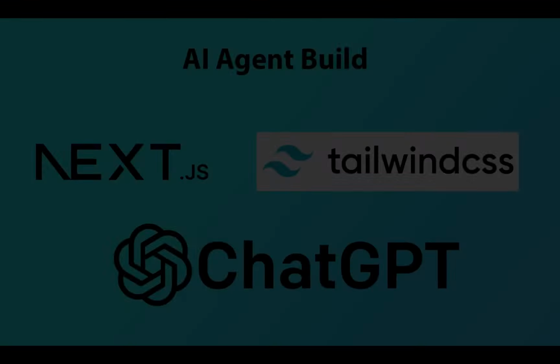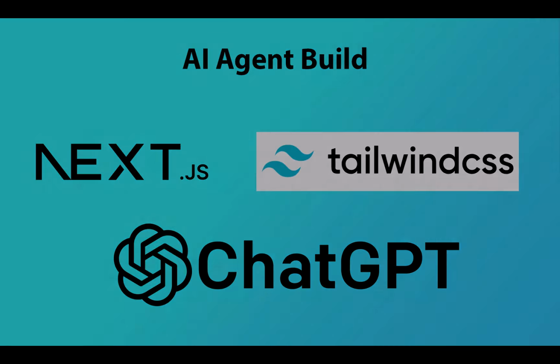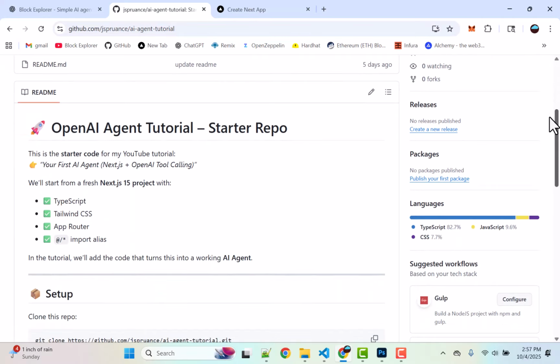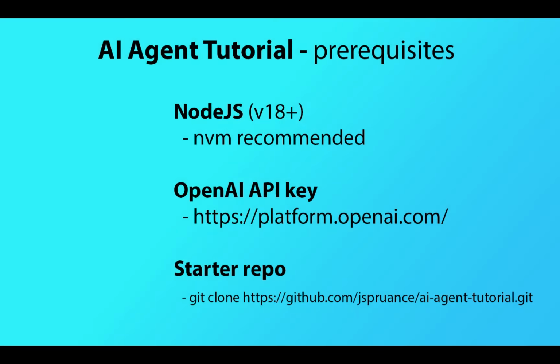We'll be using Next.js for the app and API routes, the official OpenAI SDK for tool calling, and Tailwind for a quick UI. I'll provide a starter repo so that we don't have to spend too much time on UI boilerplate code. By the end, you'll understand exactly how the agent loop works from the model's first message to tool calls to the final combined answer. Let's jump in.